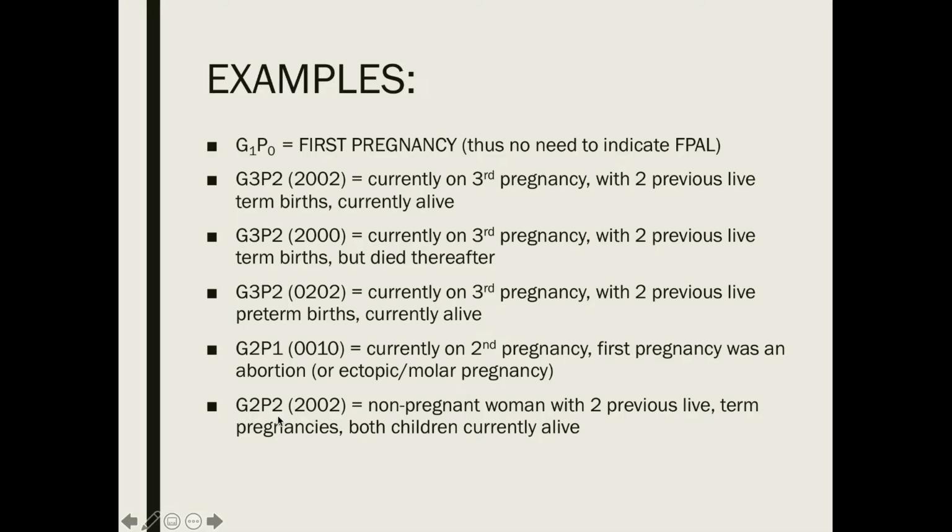Okay, what about G2P22002? Okay, this would mean that the patient is not pregnant as of the moment, and she has two previous full-term births or two previous full-term pregnancies with both children currently alive.